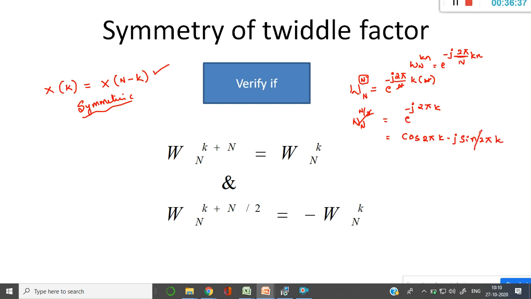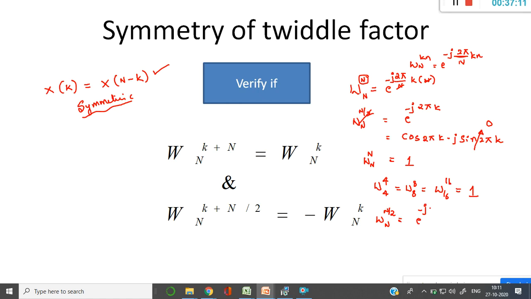Now you know that obviously sine of 2 pi n is always 0, and cos of 2 pi is obviously 1. So Wn to the power of n, which means W4 to the power of 4, or W8 to the power of 8, or W16 to the power of 16, the value is always the same, that is 1. Now let me take another value, Wn to the power of n by 2. What is the value of this?